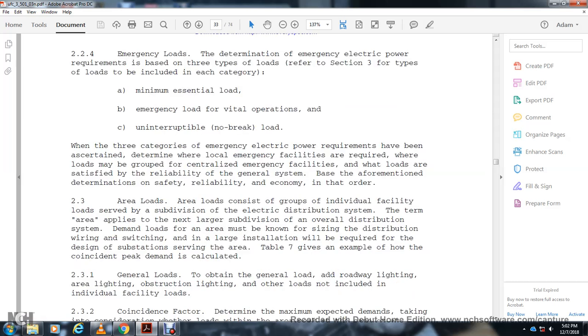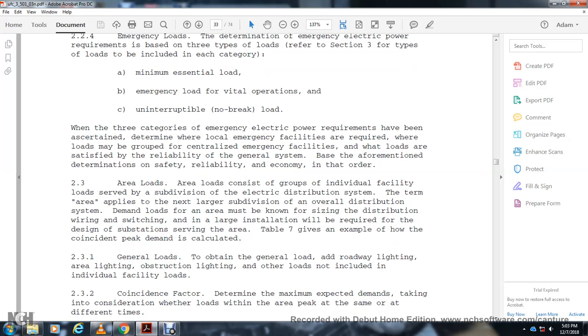Area loads consist of the group of the individual facility loads of the subdivision electrical distribution system, which determine the area supply with the next largest subdivision of the overall distribution system. The main load of the area is used to know the sizing of the distribution wire, switching, and any large installation required for the design of the substation servicing the area. Table 7 gives an example of how the coincident peak demand is calculated.